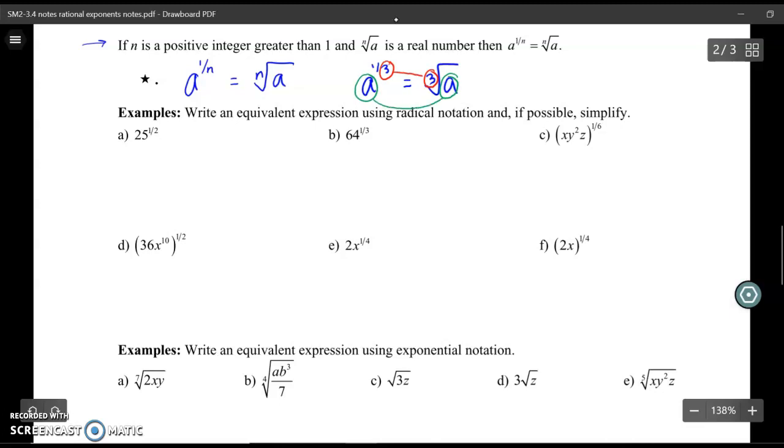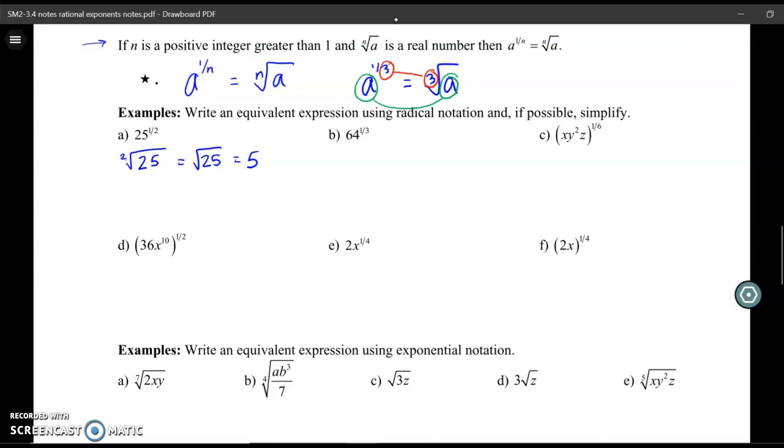Okay, so let's work through a couple examples. So the first step in this next section is we're going to rewrite all the exponential expressions as radicals, and then we're going to simplify them if we can. So 25 to the 1/2 would be the same as put 25 underneath the radical, and there should be a 2 on the outside. Now remember, we don't usually write the 2 if the index is 2. We just make it the square root. And we know that the square root of 25 is 5.